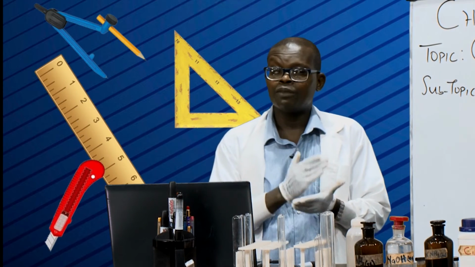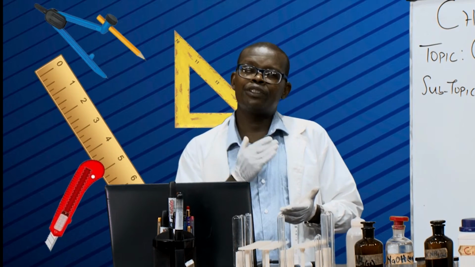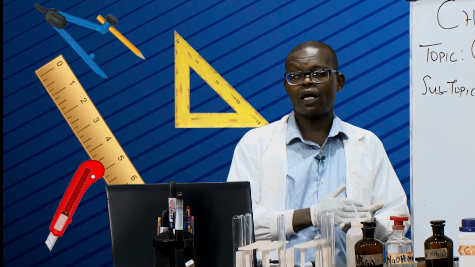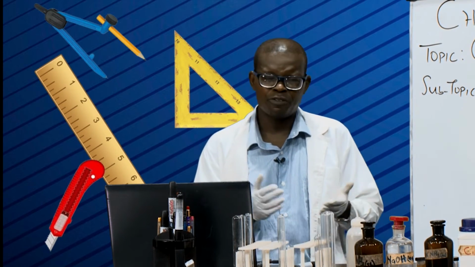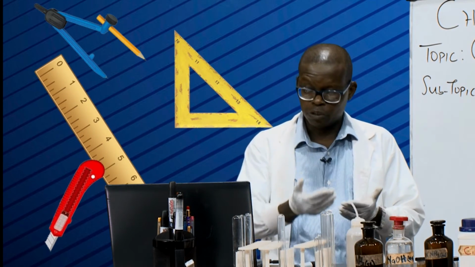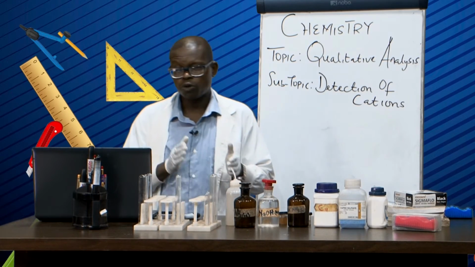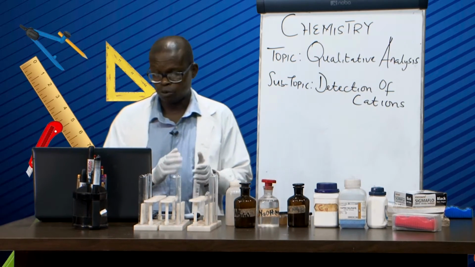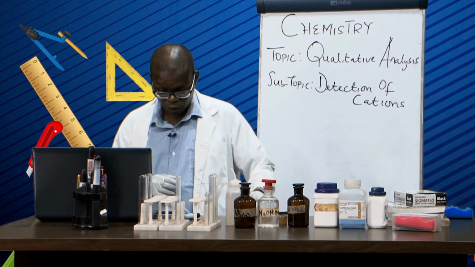And I gave you an assignment that you should describe how to detect zinc 2 ion using sodium hydroxide solution and ammonia solution. Some of you responded, brilliant performance. And I want you to keep it up because I'm still going to give you another assignment today at the end of the class. So today now, we want to continue with detection of cations. By the grace of God, we will do more than one cation today. So we are going to start with the question I gave you, zinc ion.